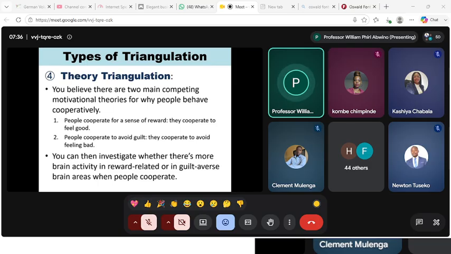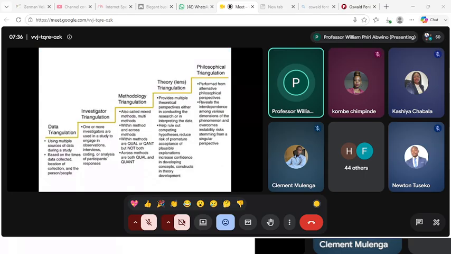And if they cooperate, basically they just want to avoid maybe guilt. So they cooperate to avoid feeling bad. So you can then investigate whether there is more brain activity in reward-related or in guilt-averse brain areas when people cooperate. Just an example. So these are the ones you can see.